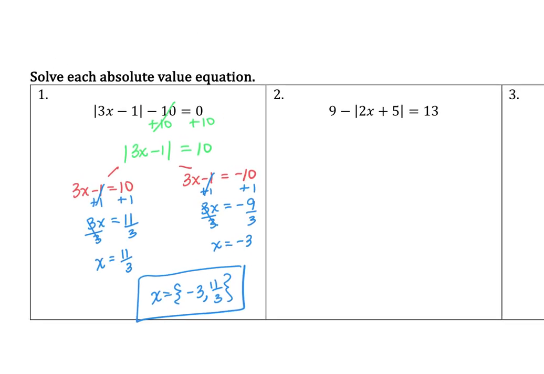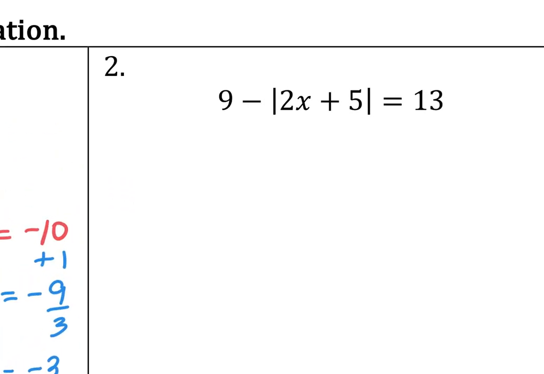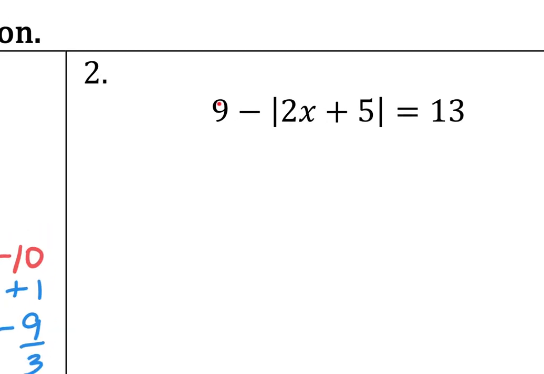All right, let's look at number 2. Number 2, we have 9 minus the absolute value of 2x plus 5 is equal to 13. So again, we've got to get this absolute value bar by itself. So the first thing we're going to do is get rid of this constant. So we would subtract the 9 from both sides.